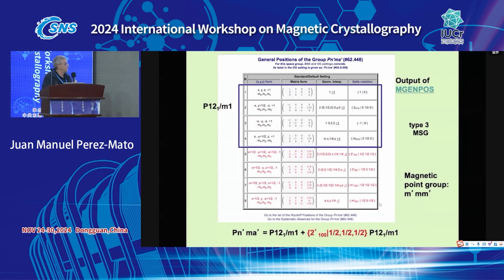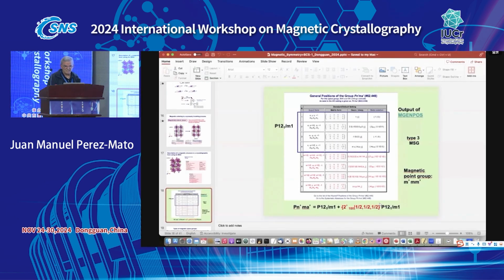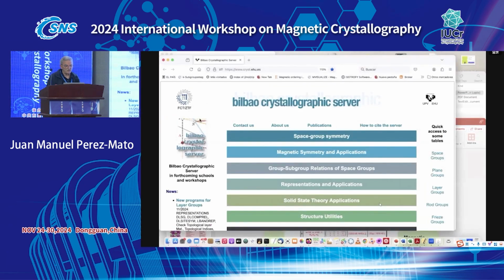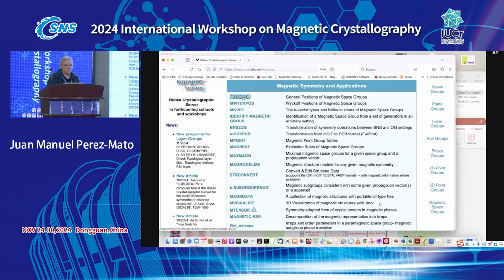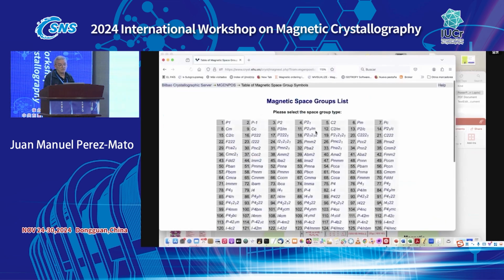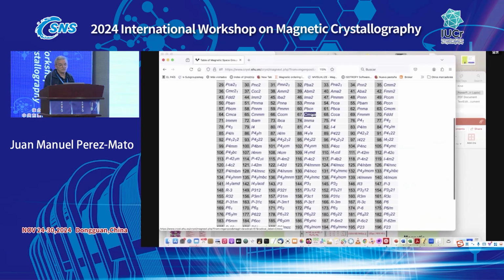If we go to the Bilbao server, you have your computer, you can do it yourself also. You just go to this first program, which is just a database of all the space groups, magnetic space groups. So I go here, and I go to the PNMA. PNMA is 62 is here.